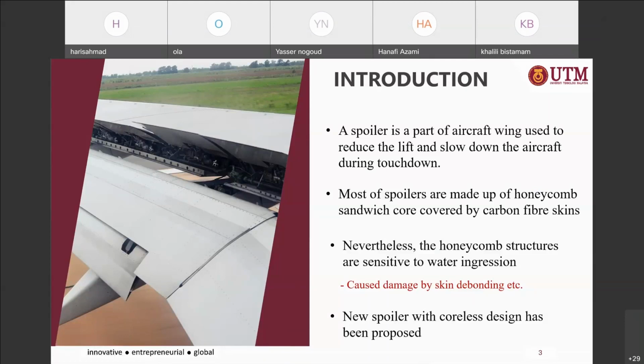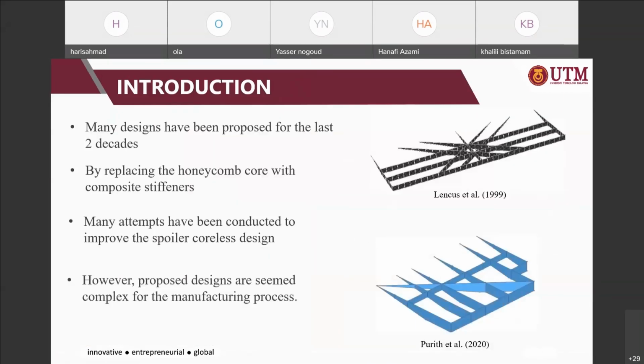Nevertheless, we know that honeycomb structures are sensitive to water inclusion that could lead to damage, for example skin debonding and so on, that can cause the malfunction of the spoiler. Therefore, a new spoiler with a colorless design has been proposed. For that reason, many studies have been conducted over the last 2 decades to propose a colorless design. The idea is to replace the honeycomb core with composite stiffeners, as shown in the picture by Lenses et al.